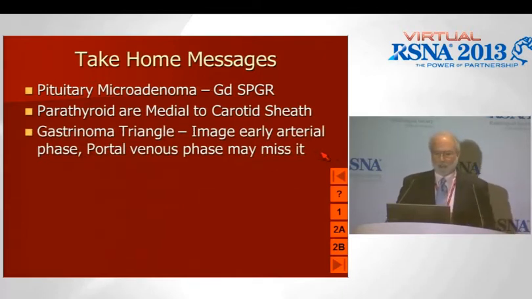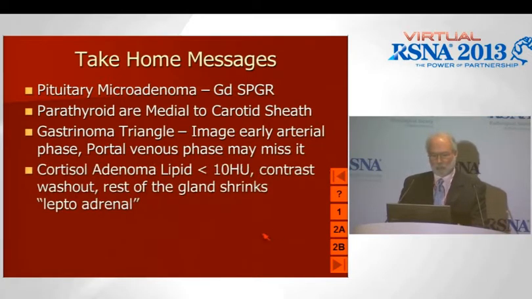The gastrinoma triangle: we want to image early in the arterial phase to look for the enhancement in the gastrin-secreting tumors in the duodenal wall of the pancreas. If you're imaging during the portal phase, you might miss those lesions.